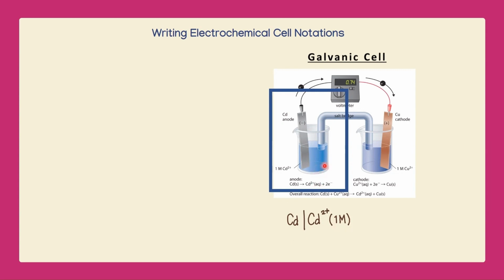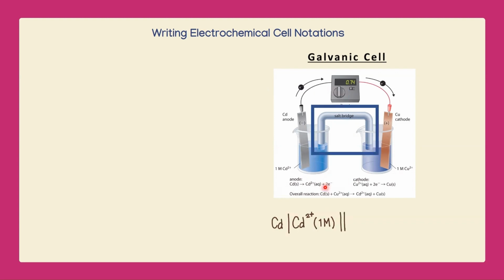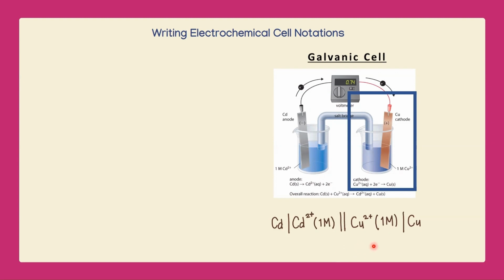After the vertical bar, we write the ions participating in the aqueous solution with its concentration if it's indicated. For this case, we have 1 molar contained in the anode half cell. And then we write 2 vertical bars here, which represents the salt bridge. And then we will proceed to write the contents of the other half cell where the cathode is placed.